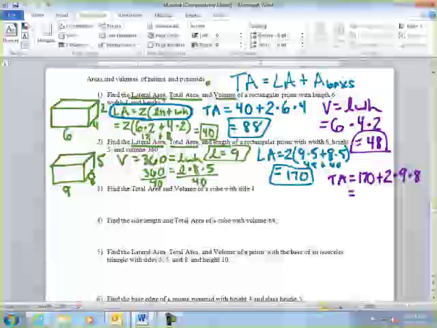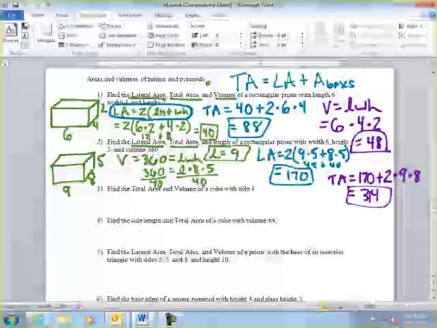So 170. Why do we have the 2 in front of it? Because of the top and the bottom. So 9 times 8 would give us the area of the bottom, and the top would be the same. So we're doubling it to cover both of them. So that adds up to 314.